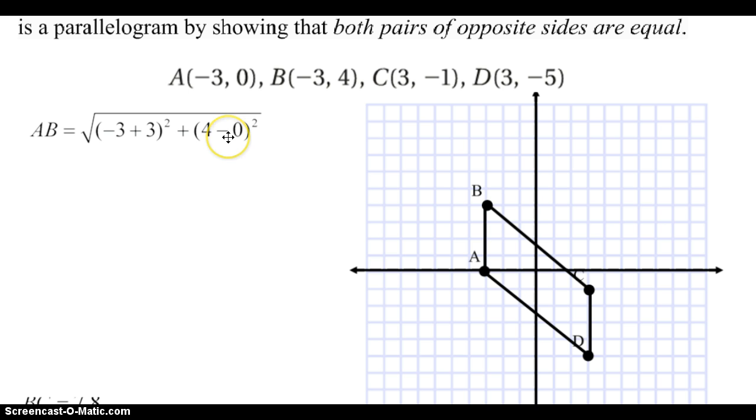If I'm doing the distance of AB, I'm going to take -3 minus a -3, which is why this is plus, and then I'm going to take 4 minus 0. That's going to come out to be 0 squared plus 4 squared, which is just 4 squared, which is 16, and the square root of 16 is 4. Now, yes, we had to do that for AB, but in order to justify that this is a parallelogram, I now need to show that CD is also 4.